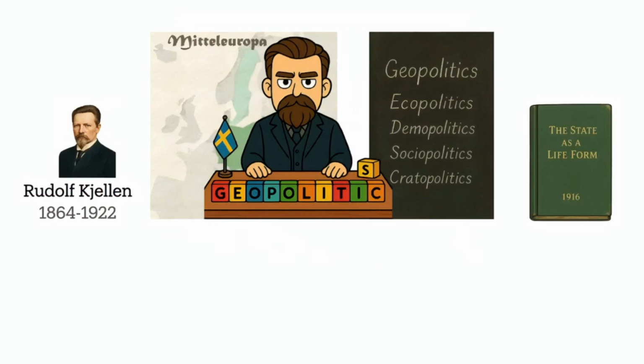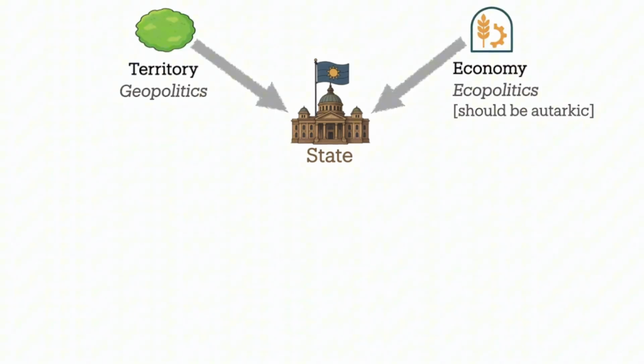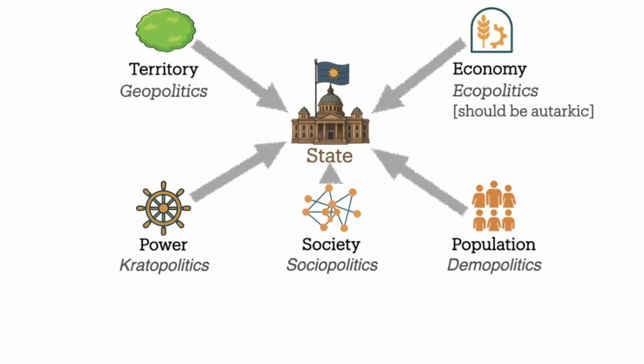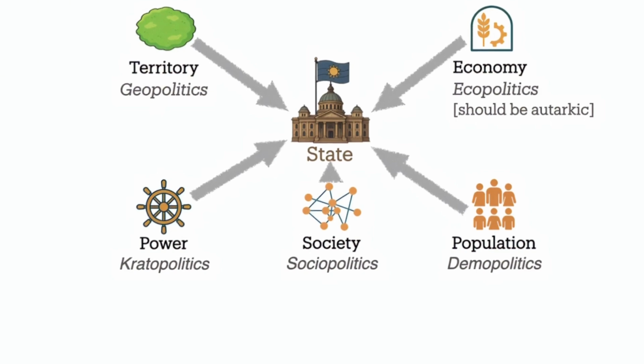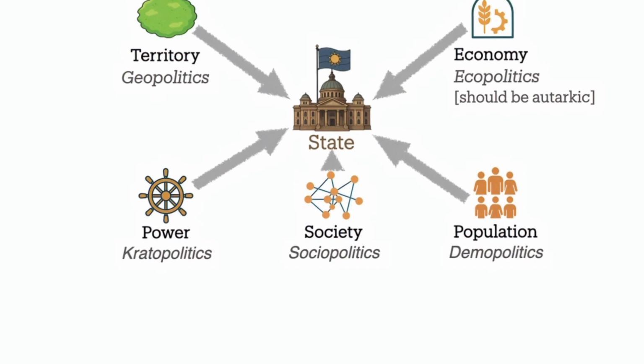Rudolf Kjellén, the Swedish scholar you see here, coined the term geopolitics. He divided the study of the state into geopolitics, ecopolitics, demopolitics, sociopolitics, and cratopolitics, meaning society, power, economy, and territory as interconnected dimensions.